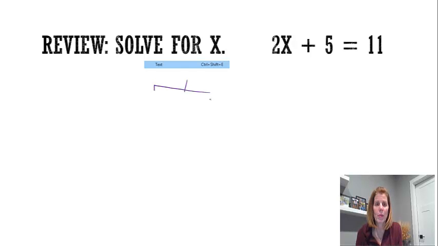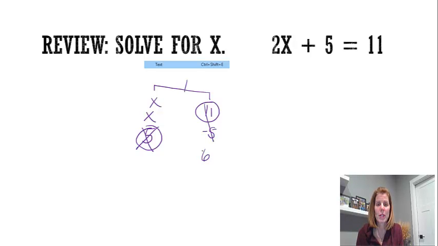So I'm going to draw a mobile balance. On my left side, I have 2x's and 5. And then on the right side, I have 11. Okay, we want to isolate the x's, so I don't want the 5 over here. So to get rid of 5, I'm going to subtract it from that side, which means I also have to subtract it from the right side. 11 minus 5 will give me 6.